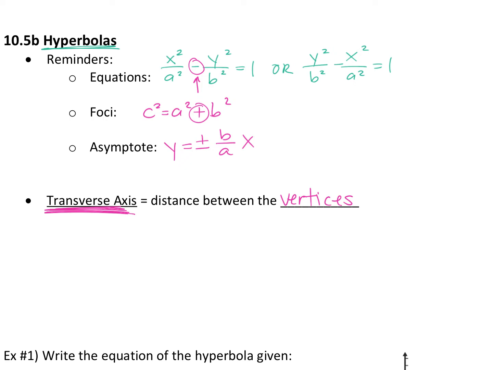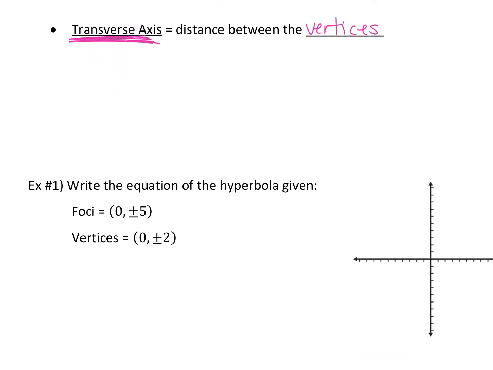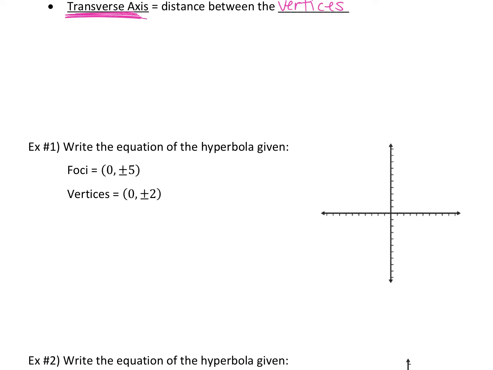So this first one, example number 1, says write the equation of the hyperbola given that our foci is at 0 plus or minus 5 and our vertices are at 0 plus or minus 2. So we're used to working with A, B, and C. Of those 3, which 2 do we have in the 5 and the 2? This is your C value. Yep, foci is always going to use the C. What is the vertex going to use? That's B. Whenever it's with the Y, that's your B value.